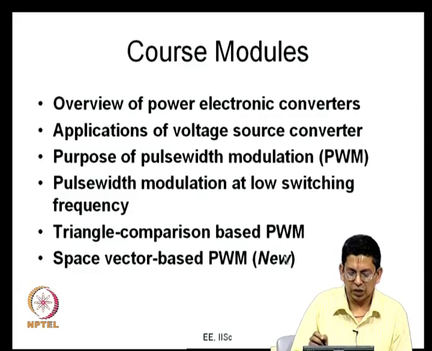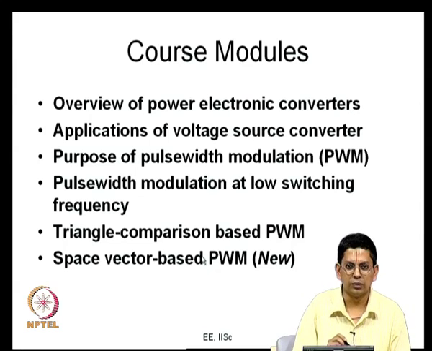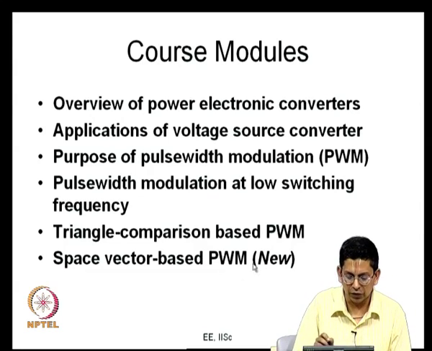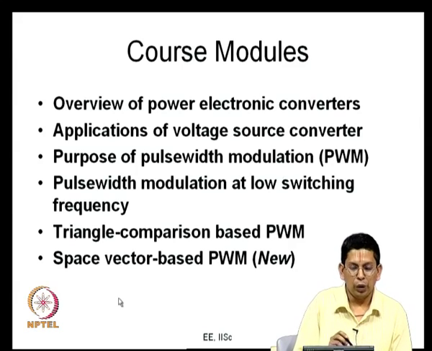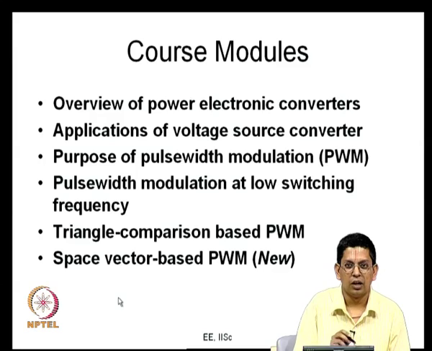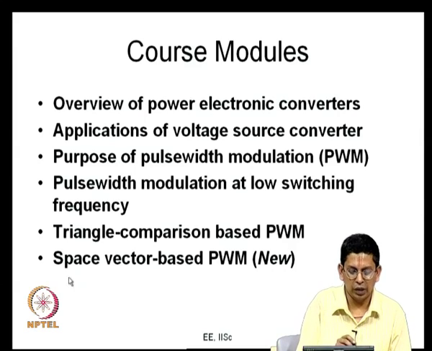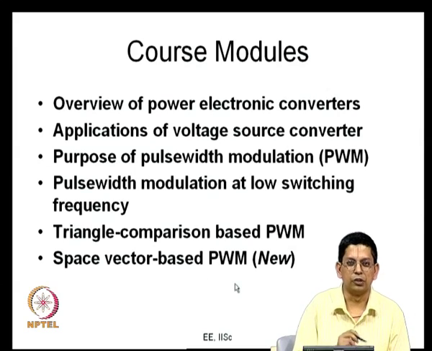Today we are going to start a new module, which is again about PWM generation. The earlier module was about generating PWM for a 3-phase voltage source converter following what is called a triangle comparison approach. Now, once again we are talking of generating PWM for the voltage source converter, but we are going to use a different approach, what is called the space vector approach. So, we are going to deal with space vector based PWM in this module.